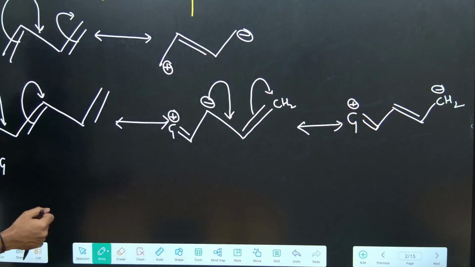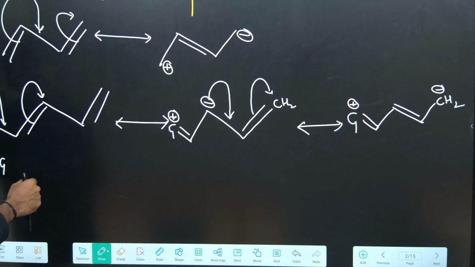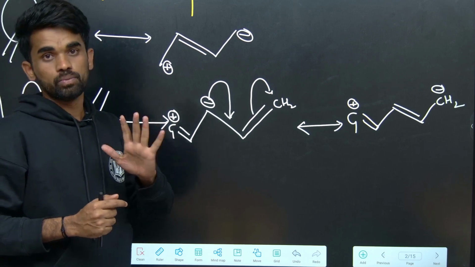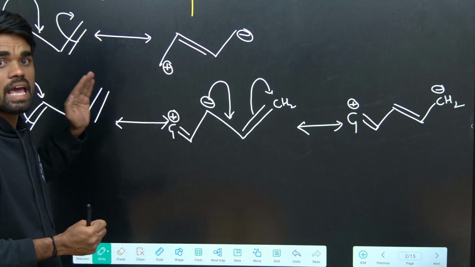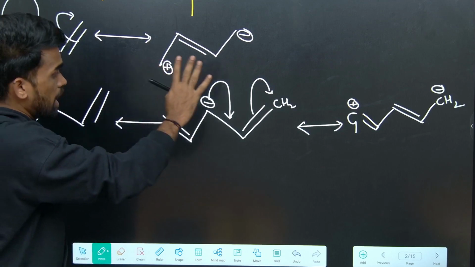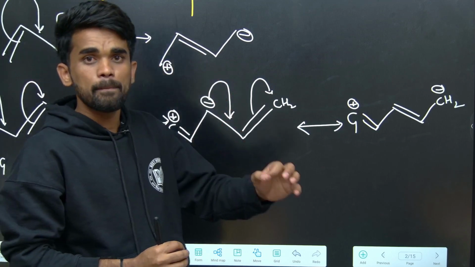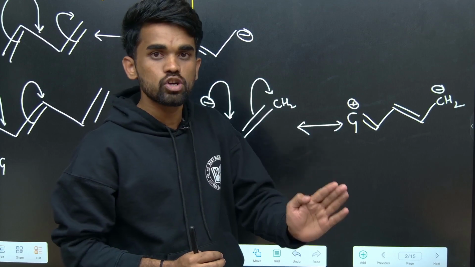So this group here is donating its non-bonding electrons into the system, releasing them into the system. Therefore I can call this group an electron releasing group. Okay, if the conjugated system is attached with one electron releasing group, this effect is called plus M effect, positive mesomeric effect.